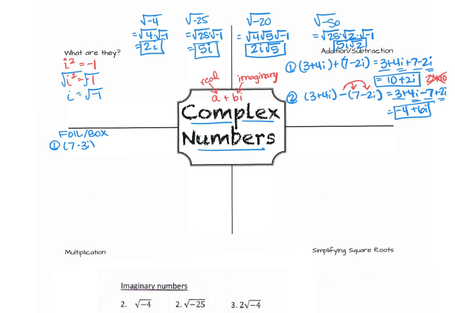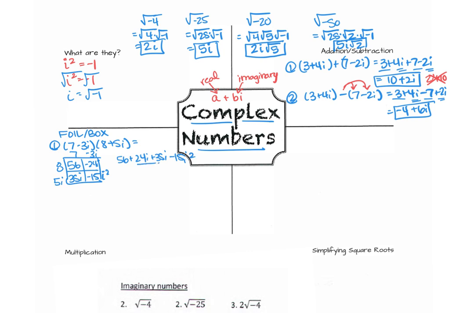7 minus 3i times 8 plus 5i, if you don't mind. So I'm going to do it with a box, but FOIL is great. I've got my 7 minus 3i across the top, my 8 plus 5i down the side. My 7 times 8 is 56. My negative 3i and 8 is negative 24i. My 5i times 7 is 35i. And my negative 3i times 5i is negative 15i squared. So my 4 terms are 56 minus 24i plus 35i minus 15i squared.